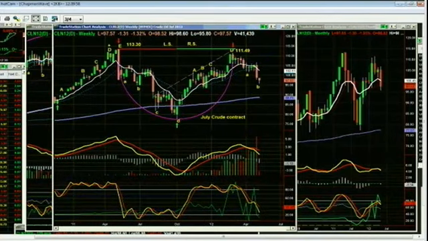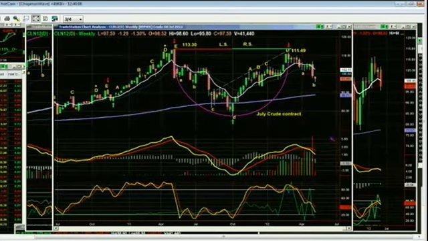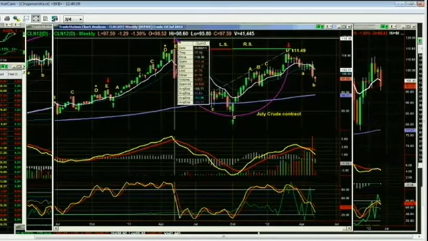Then look at the cup formation in this crude oil. Now, when you're looking at formations that repeat, remember we were looking at fractals all the time. They happen in small chart formations, and that pattern can repeat in larger time frames. And look at this. The cup formation failed to get above 113.30. That's crude oil back on the 6th of May, the week of the 6th of May.